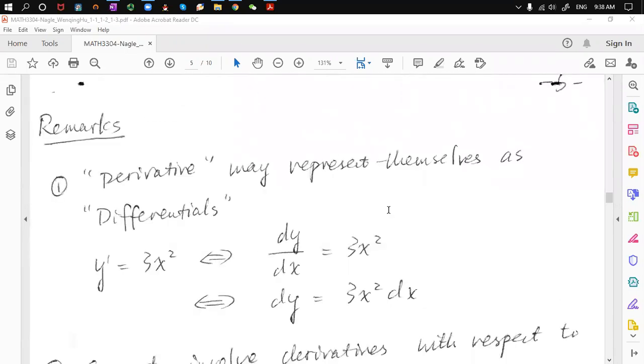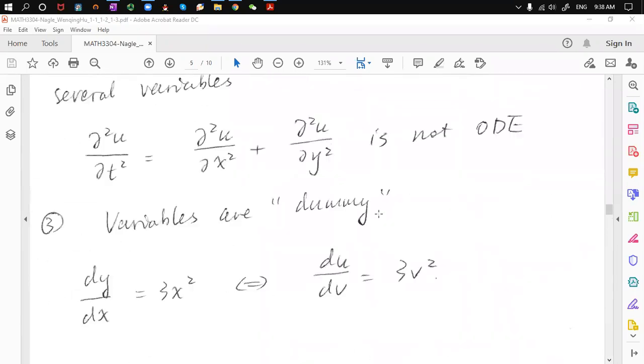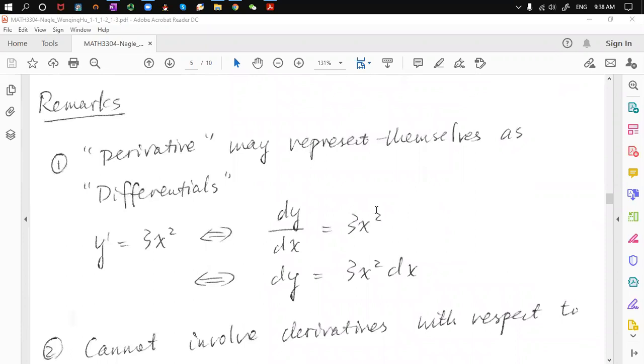Here I would like to make several remarks about these problems. The first remark is that when you have a differential equation, the derivatives of a differential equation may be represented as differentials. So that means there are several ways to write the differential equation. For example, you can say it's a derivative equation, so that means y prime is 3x squared.